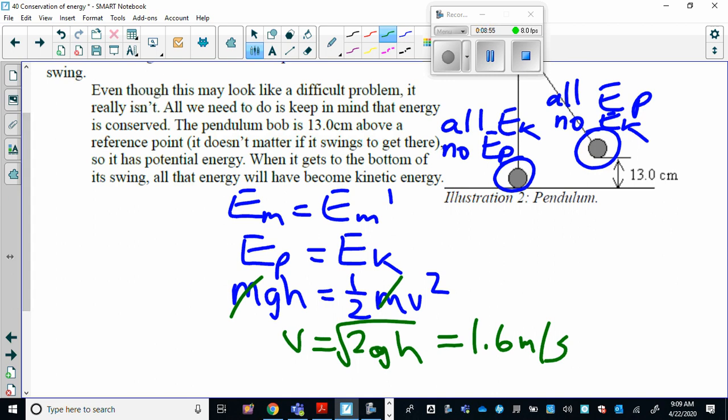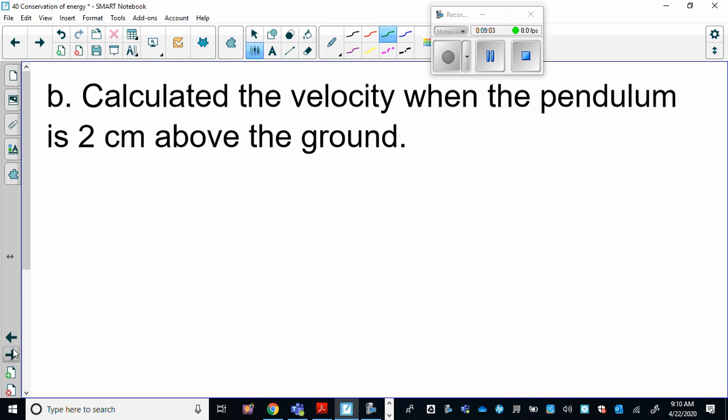More than likely, you're going to get a question like B. Now, this may not be in your notes, so you're going to have to add this to your notes. In B, we want to calculate the velocity of the pendulum when it's 2 centimeters above the ground. So here's the pendulum, starts off being 13 centimeters above the ground. But we want to calculate it when it's, let's say the ground is right here, when it's 2.